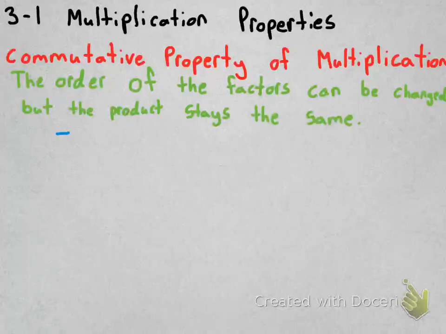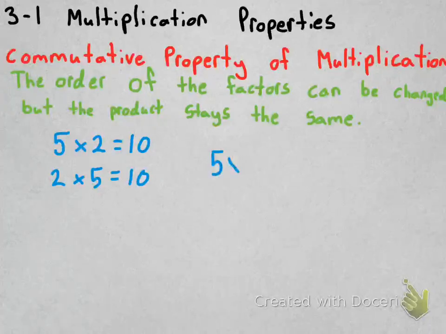So let's look at an example. If I had 5 times 2, it would equal 10, and if I change the order of it, 2 times 5, it still equals 10. So we say that 5 times 2 is equal to 2 times 5.